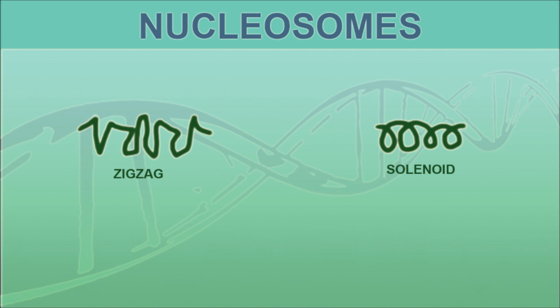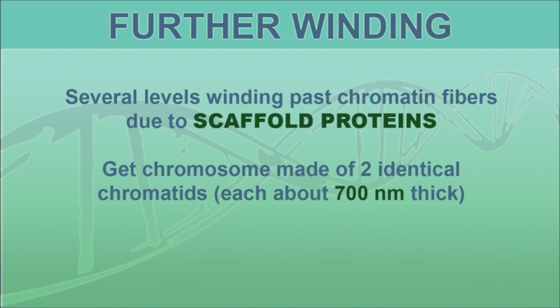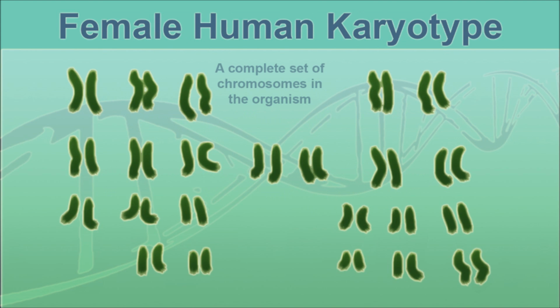It is likely that a combination of both packing methods is employed. This compacting of nucleosome beads on a string is termed a higher order structure, and it is approximately 30 nanometers in thickness. Beyond the winding of nucleosomes into chromatin fibers, there are several more levels of winding due to scaffold proteins. I won't describe that in this video, until you finally get a chromosome made of 2 identical chromatids, each about 700 nanometers thick, and humans have 46 chromosomes.